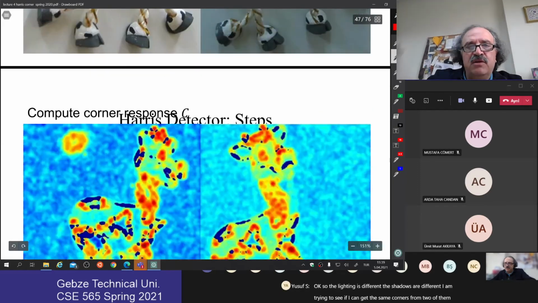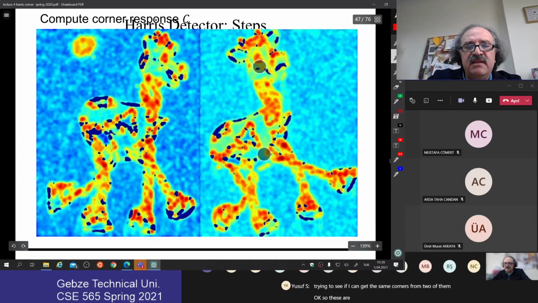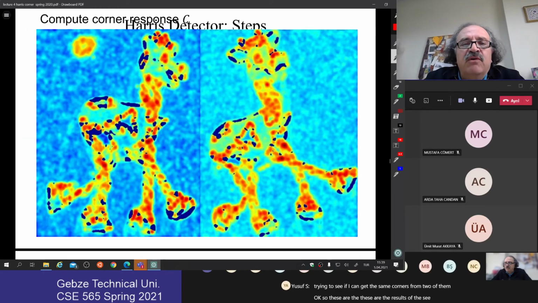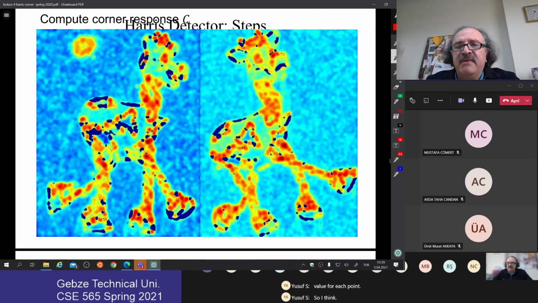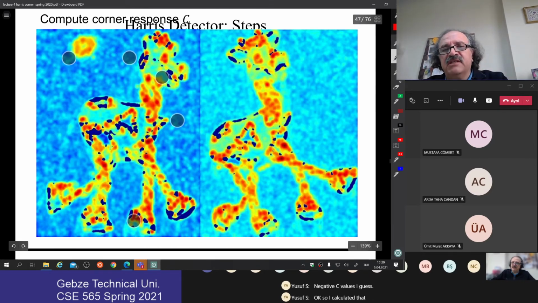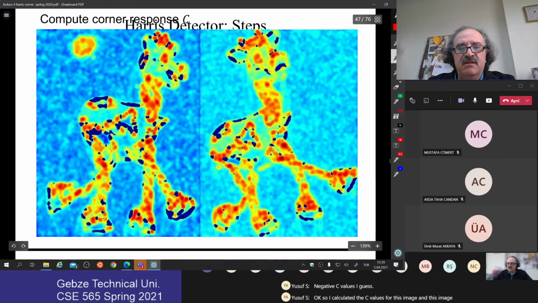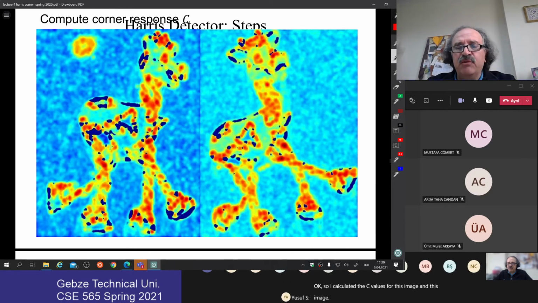Okay, so these are the results of the C value for each point. I think red means high C values. Blue means negative C values, I guess. So I calculated the C values for this image and this image. And how do you find the corners out of this image?